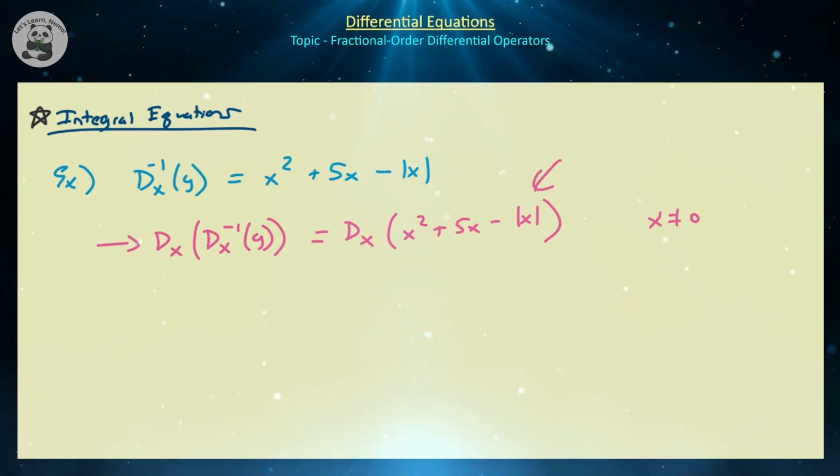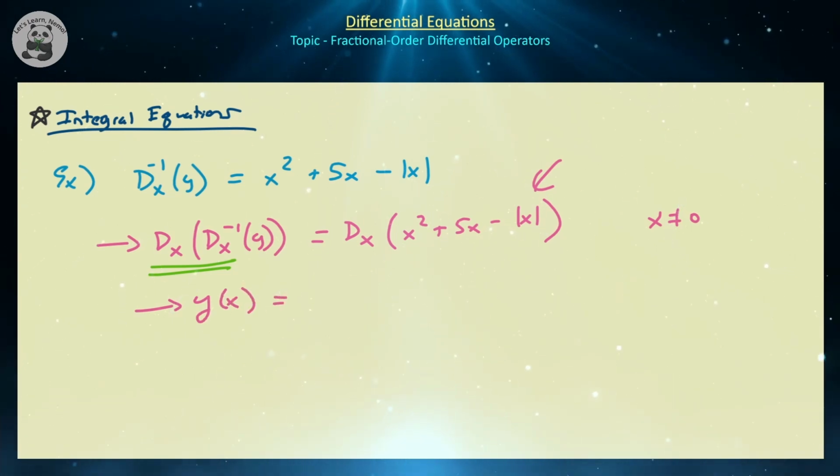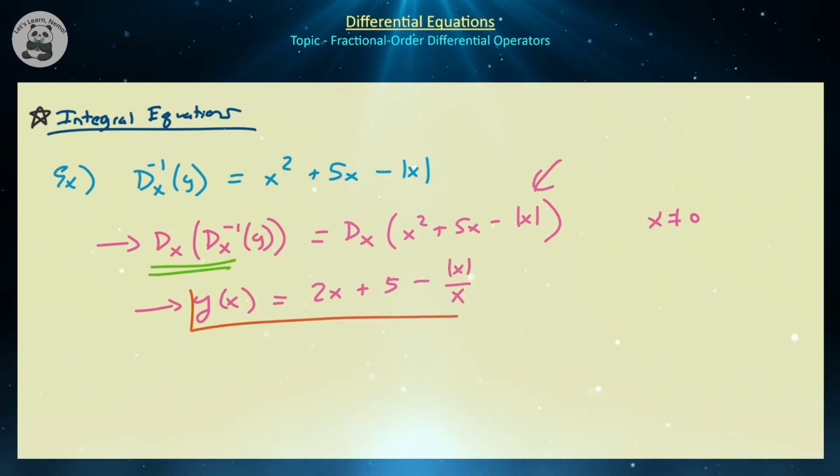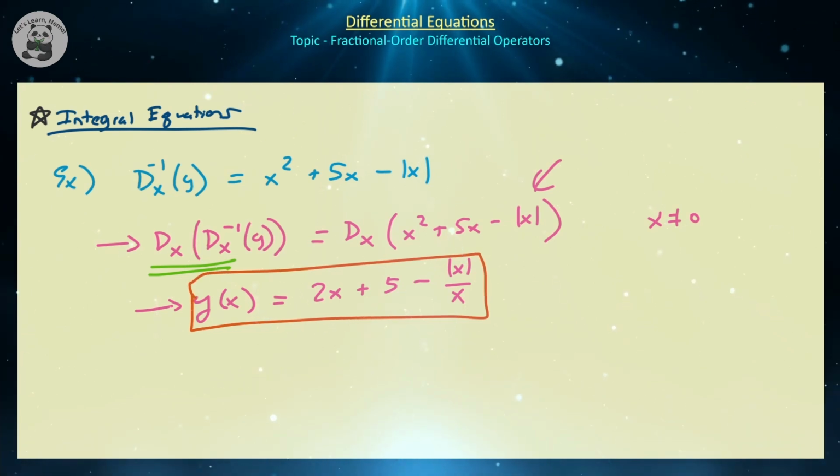So we've already justified that dx of dx inverse will be equal to just the identity mapping. So that's just going to be equal to our solution y. And over here we're going to have what? We already know that differential operators are linear, so the derivative of x squared would be equal to 2x, the derivative of 5x will be equal to 5, and the derivative of the absolute value of x function will be the absolute value of x over x, and that will give us the solution to the original integral equation.